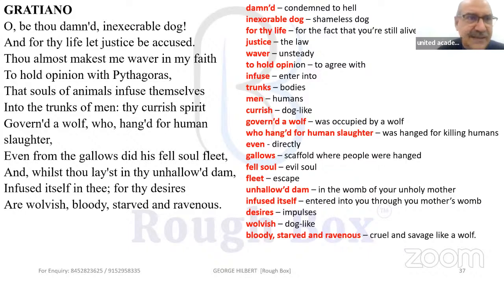Do you agree with me? Yes? No? So is Graciano telling that Shylock is a werewolf, or that he has the evil soul of a werewolf? He has the soul of a wolf.